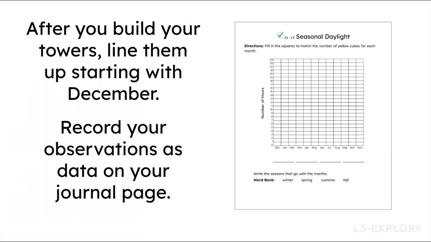You'll have the students build their towers, then line them up starting with December to compare patterns in the total number of hours, hours of daylight, and hours of darkness each month. You'll then compare the summer to the winter months and have students record their observations as data in the Seasonal Daylight Student Journal page.